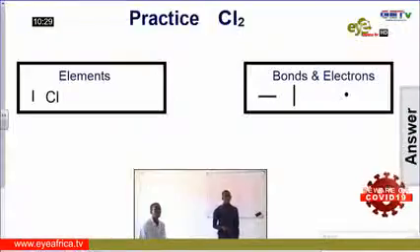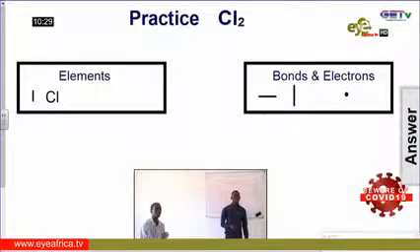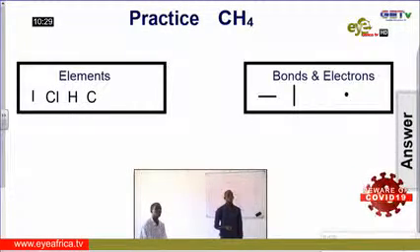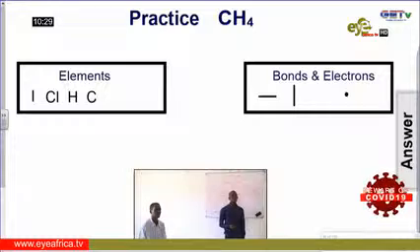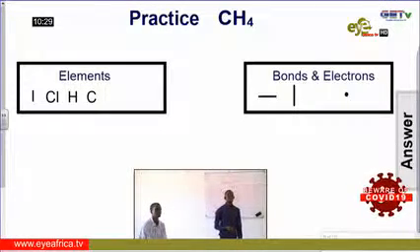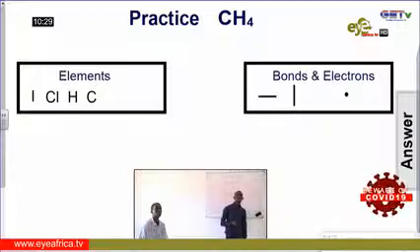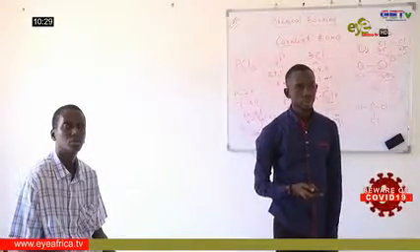Now we have practice questions. That is, we also have Cl2. You can practice them also. We also have methane. You can practice this one also, because we know methane consists of carbon and 4 atoms of hydrogen. You can simply draw these bonds.